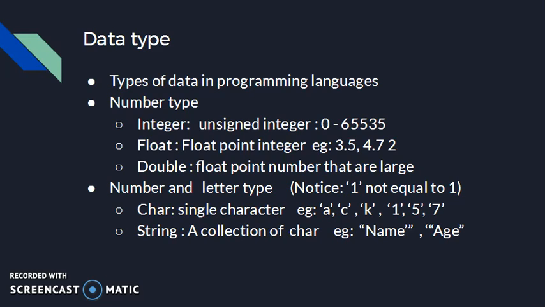In number and letter type, there are 2 subtypes, which are char and string. Char is a single character, such as A, C, K, 1, 5, 7. It should be noticed that the char 1 is not equal to the integer 1. String is a collection of char, such as name and age.